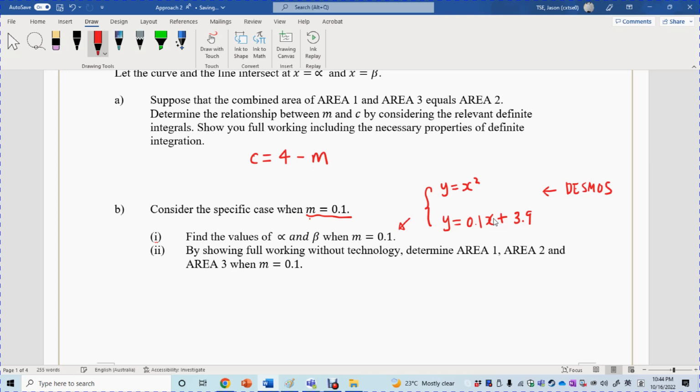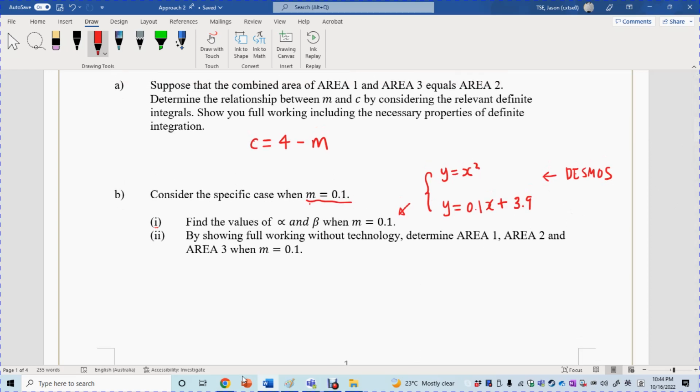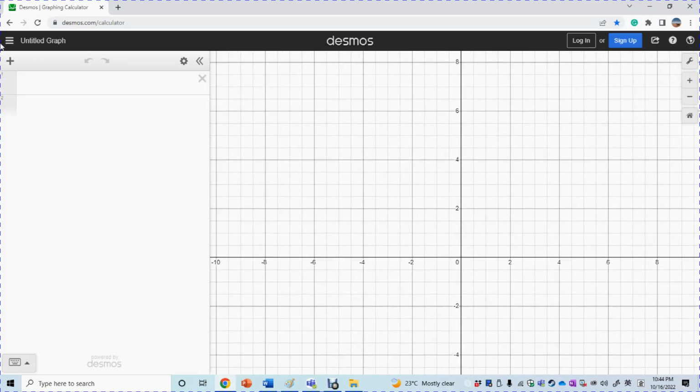You can use your calculator to solve it, or some of you would like to use manual math, but the quickest way is Desmos. I always need you to do a full working without technology: determine R1, R2 and R3 when m equals 0.1. But let's go to Desmos first.